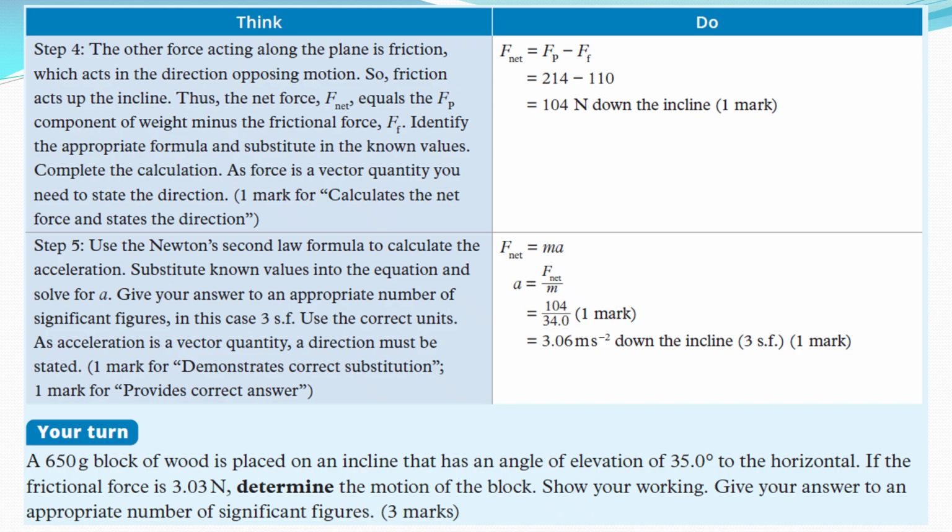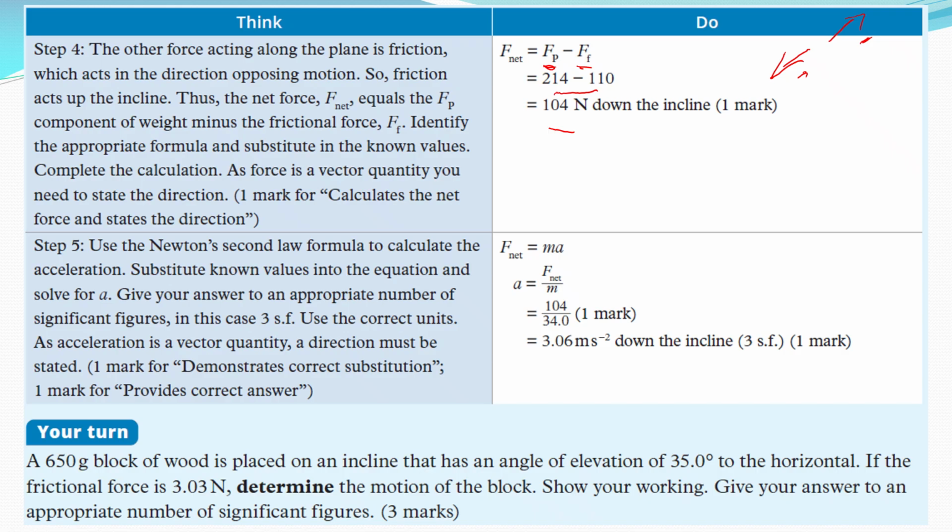We know that there is a parallel component and we subtract the friction because they're acting in opposite directions to each other. We have one force going down the incline, one force back up the incline. That's the friction there. That's the parallel force there. So it's the difference between the two. 104 newtons down the incline is the net force.